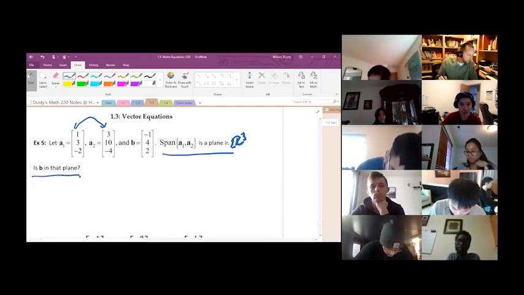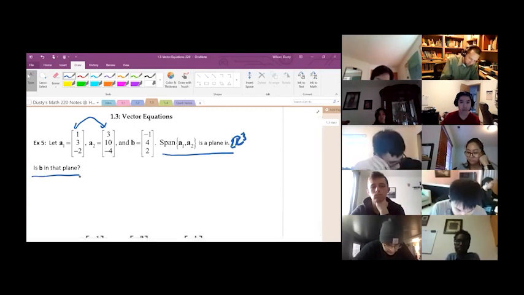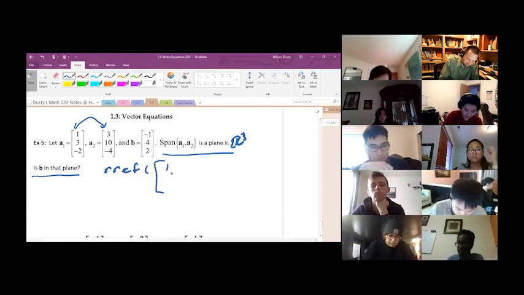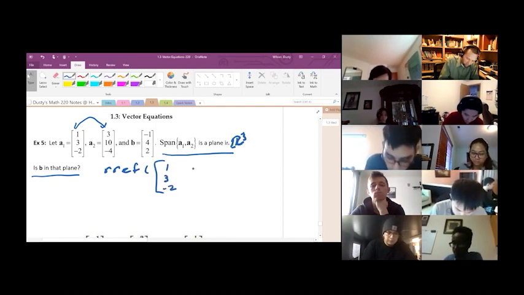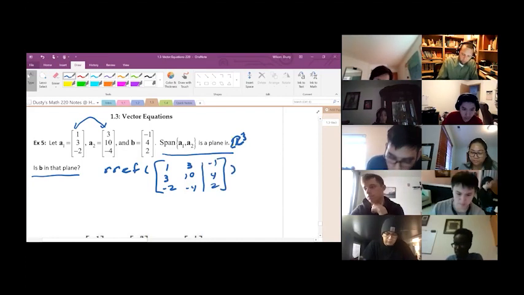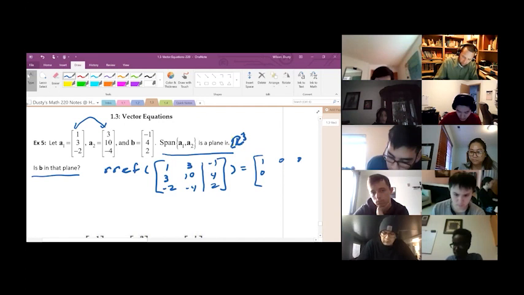So we have that the span of these vectors is a plane, and we want to know, is B in that plane? To figure this out, we can row reduce the augmented matrix. When we row reduce this, we get out 1, 0, 0, sorry, 0, 1, 0, and 0, 0, 1.